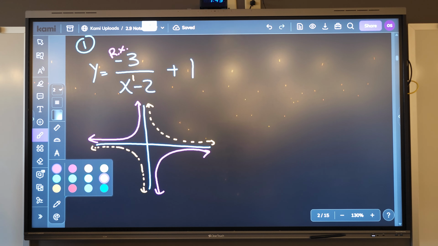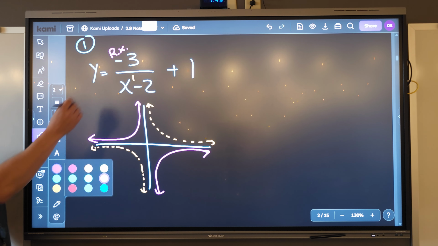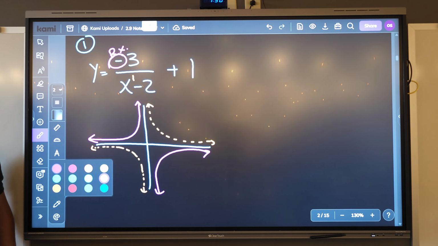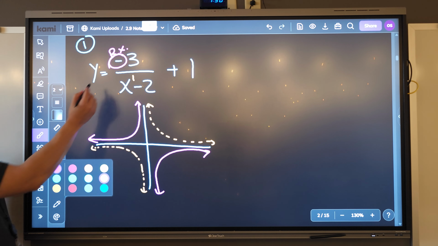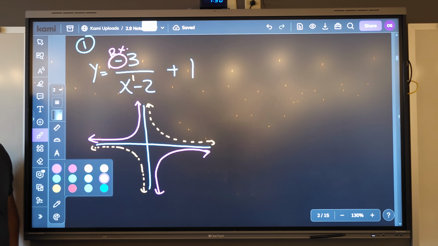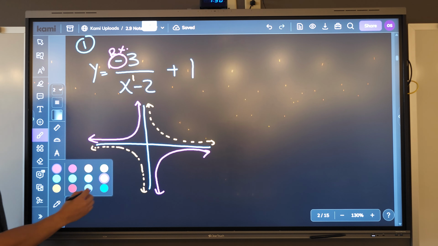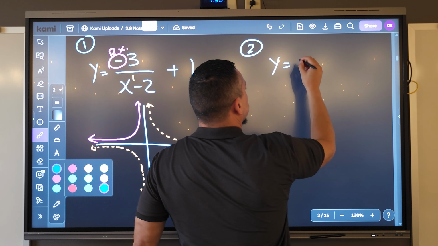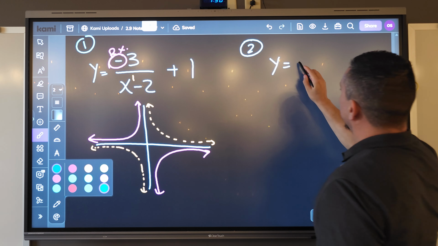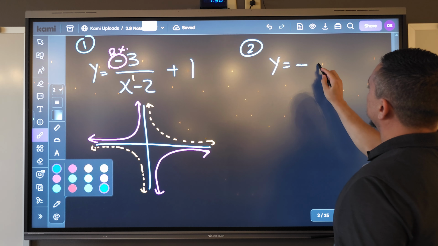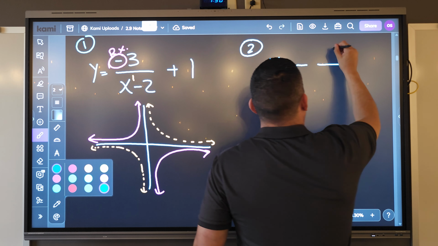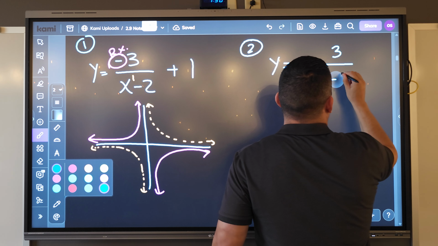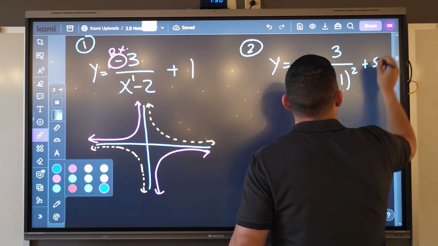Yes. When you say negative, you're talking about the number on top. Yes, thank you for clarifying that. It's usually on top, or they could put it off on the side right there too. Very good. Number 2. Let's try another. Y equals, let's do, so like this, I'll do that one like this. They could put the negative off like that. Let's say we had a 3 and 1 squared plus 5.